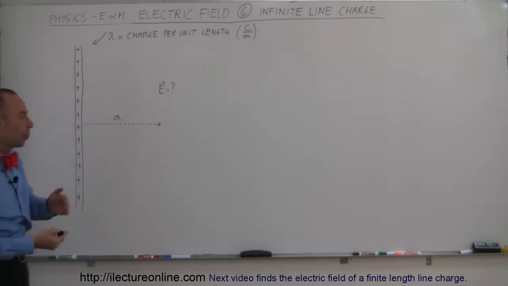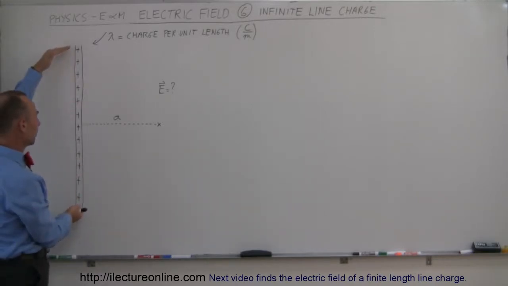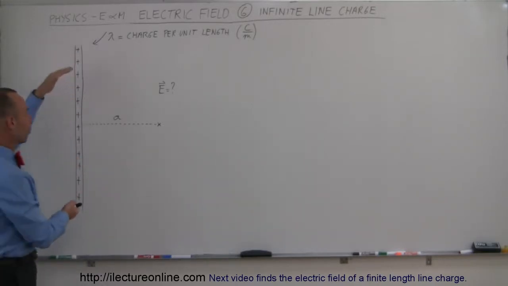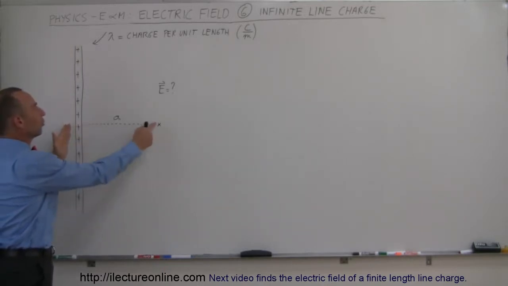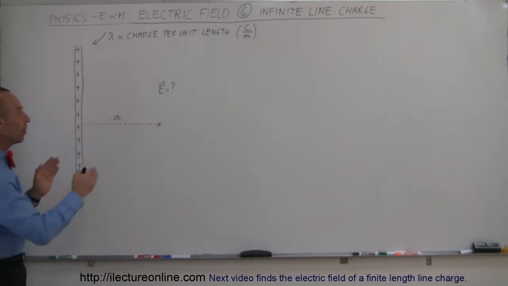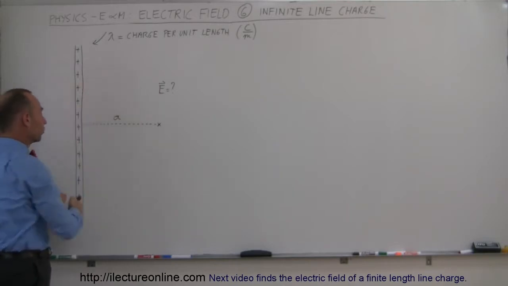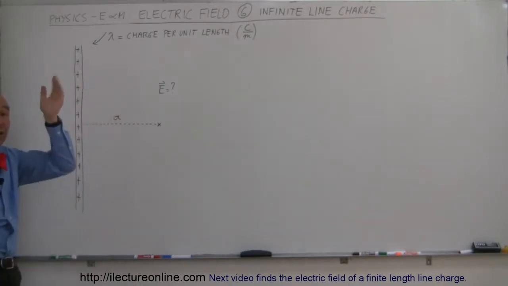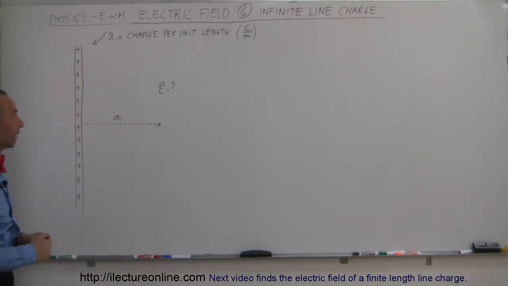Later on, we'll do an example where the line will not be infinitely long, where there'll be a finite distance that's relatively small compared to the distance to the point of interest. But if the point of interest is fairly close to the line of charge, we can just assume it's an infinite line of charge, and we're going to go ahead and figure out the result of that.